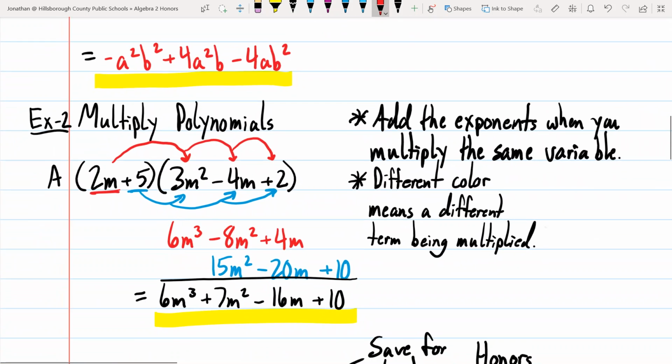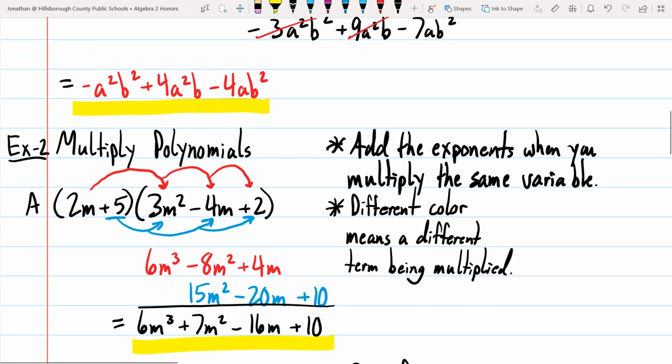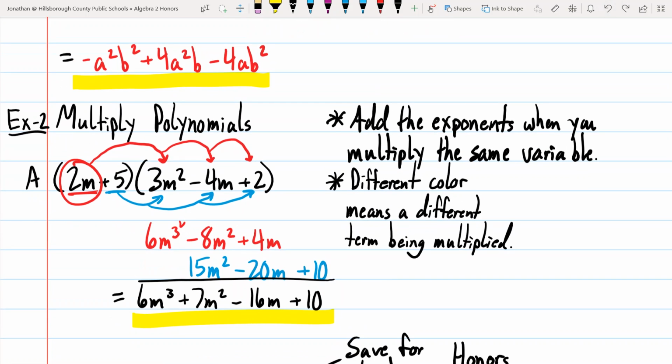Moving on. Multiplying polynomials. This is just distribution. A couple of tips. When you multiply the same variable, for example, this one here, 2m times 3m squared becomes 6m to the third power. You have to remember your rules from Algebra 1 when you're multiplying exponents. Add the exponents when you multiply the same variable.